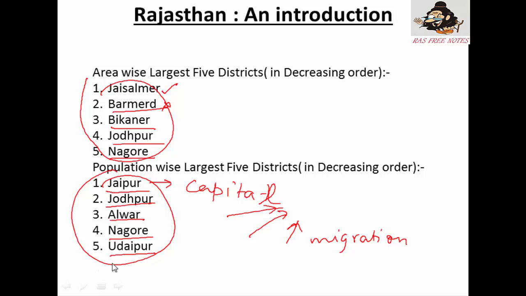Okay, this was just an introduction to Rajasthan. In the next lecture, we are going to cover the physical features of Rajasthan.